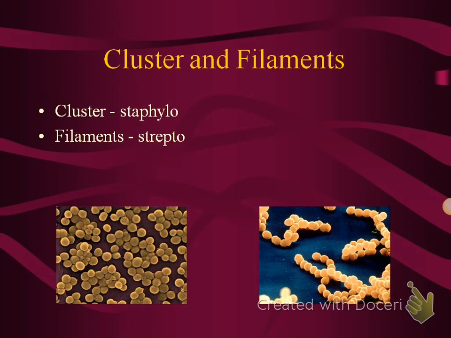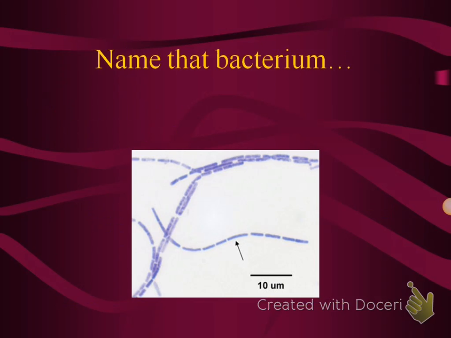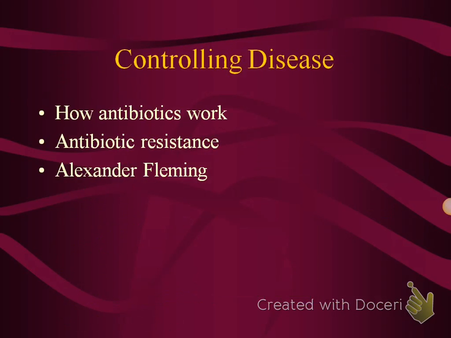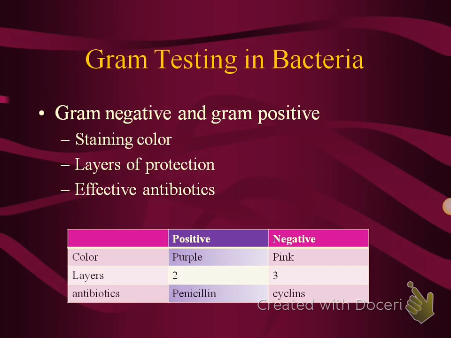Certain bacteria will be more resistant against certain antibiotics, whereas other bacteria cannot. And the main way they can do this is by doing what's called a Gram test. And a Gram test is a stain.